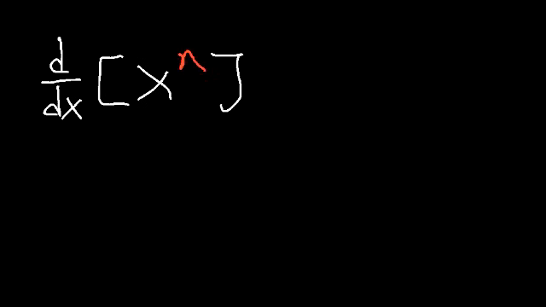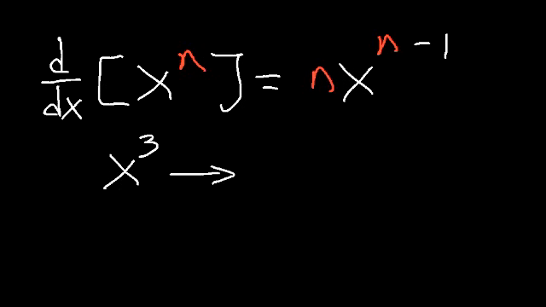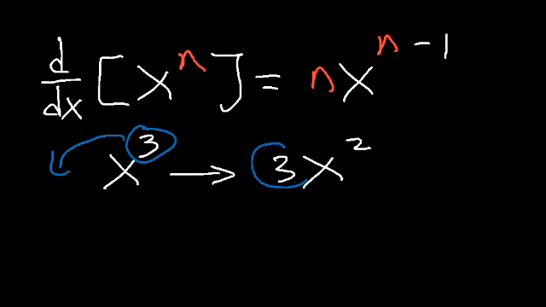According to the power rule, the derivative of x raised to some power is equal to that power times x raised to the power minus 1. So for example, the derivative of x cubed is going to be 3x squared. Take the 3, move it to the front, and then subtract 1 from 3, and you'll get 2.